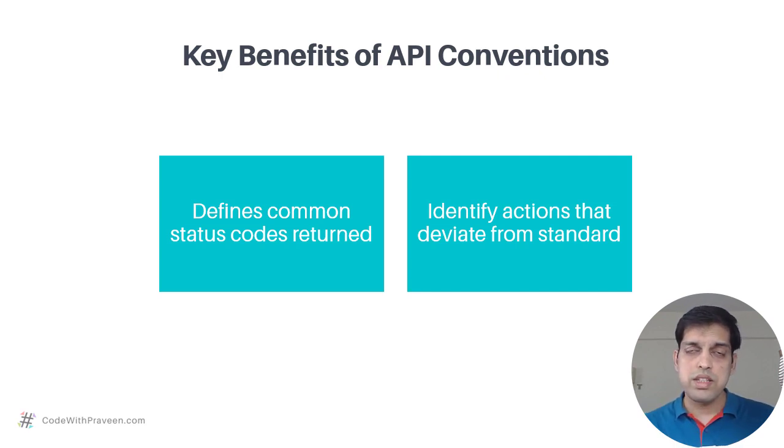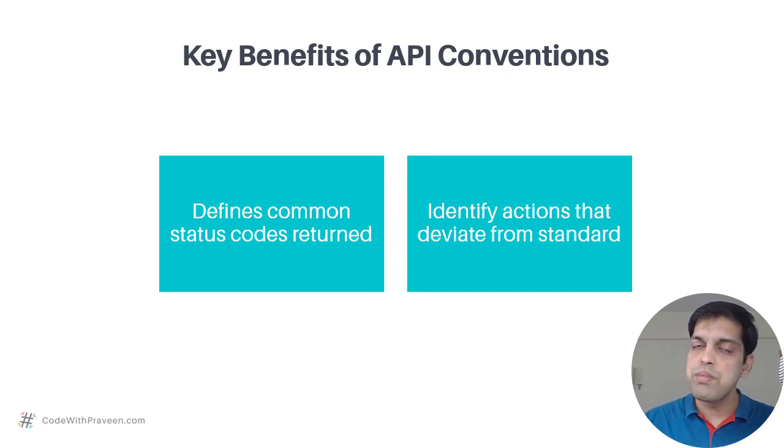The first one, as I mentioned before, is that these API conventions define common status codes returned by each of those action methods. Hence, you have one central place for handling the documentation of these action methods.